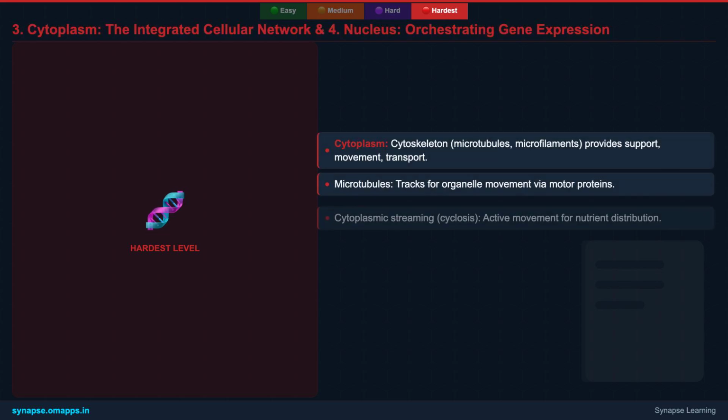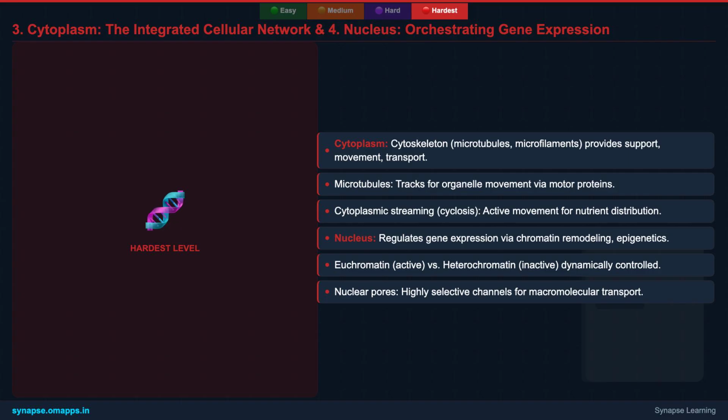Within the cytoplasm, a highly dynamic cytoskeleton, composed of microtubules, microfilaments, and intermediate filaments, provides structural integrity, mediates cell shape changes, and facilitates intracellular transport. Microtubules act as cellular highways for motor proteins, moving organelles and vesicles, while microfilaments are key to cell motility, muscle contraction, and cell division. Cytoplasmic streaming, particularly prominent in plant cells, involves the active circulation of cytoplasm and organelles, ensuring efficient distribution of nutrients and genetic material.